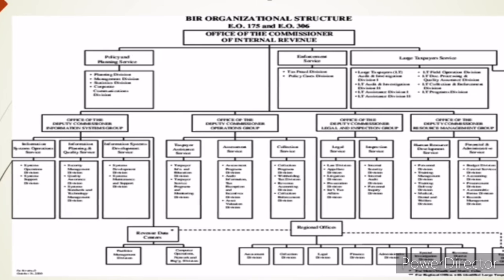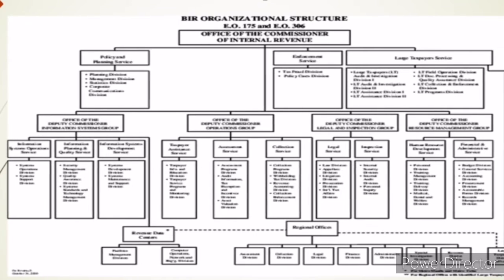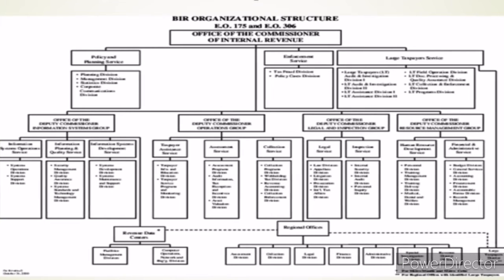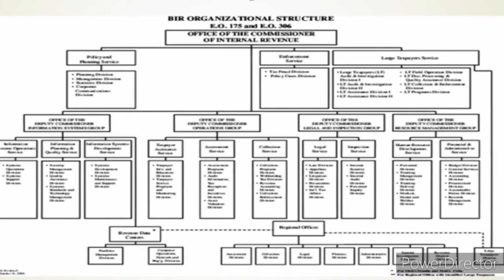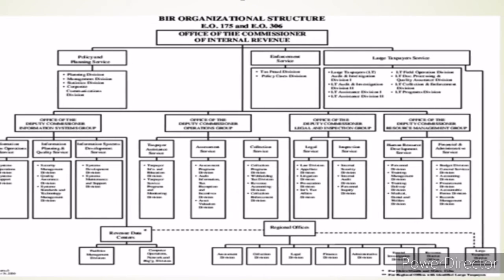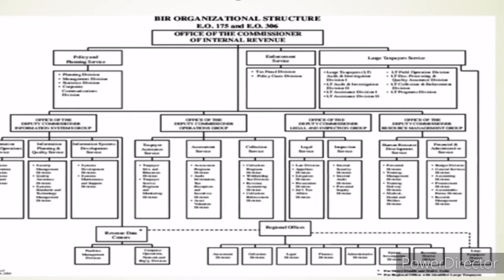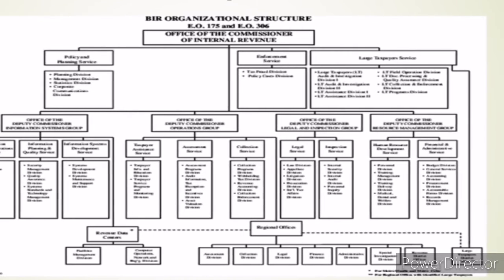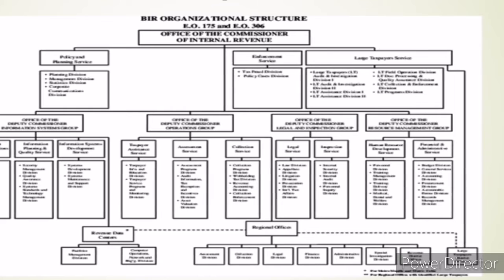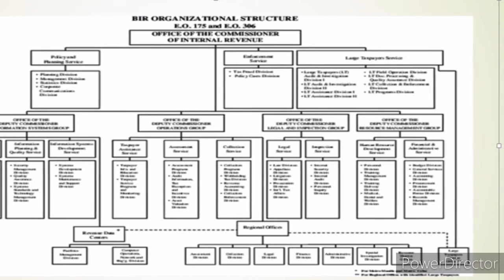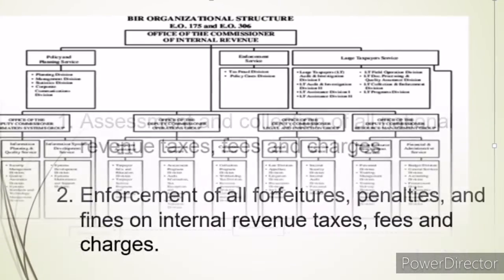There are 5 officers tasked to administer and enforce the tax code. Number 1, Revenue Regional Director. Number 2, Revenue District Officer. Number 3, Revenue Examiners. Number 4, Division Chief. And number 5 is the Bureau of Internal Revenue Collection Agents.